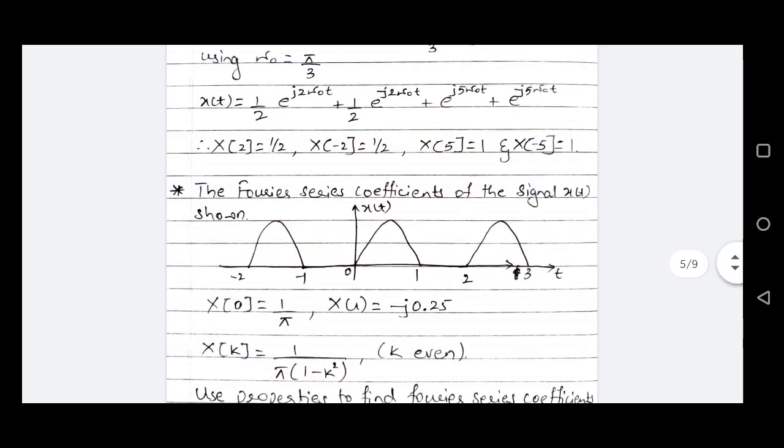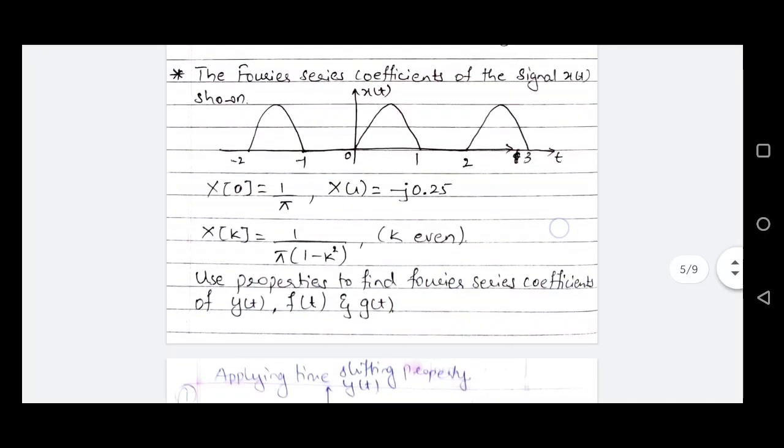For the next problem, we'll consider a continuous time periodic signal x of t as shown. And the Fourier series coefficients for this continuous time signal have already been defined. For k equals 0, the Fourier series coefficient x of 0 is 1 by pi. And for k equals 1, the Fourier series coefficient x of 1 is minus j 0.25.